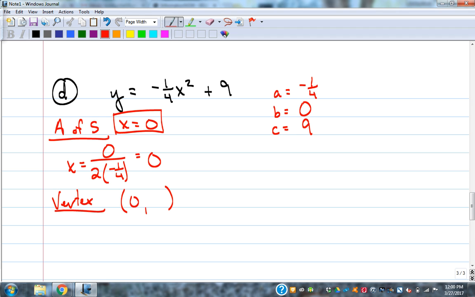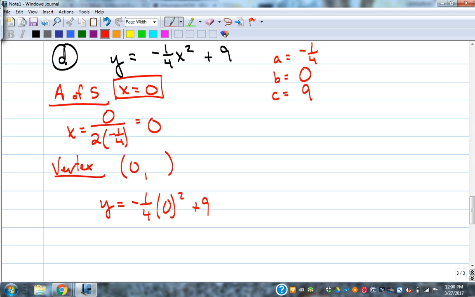What's the y value of the vertex? Plug it in: negative 1/4 times 0 squared plus 9. Always going to go the same process here. Get your axis of symmetry, negative b divided by 2a. Plug it in to get the y value of the vertex. So 0 squared is 0. 0 times negative 1/4 is still 0. 0 plus 9 is 9. So the vertex is at 0, 9. Is that a maximum or minimum? A is what kind of number? Negative, so it's a maximum.